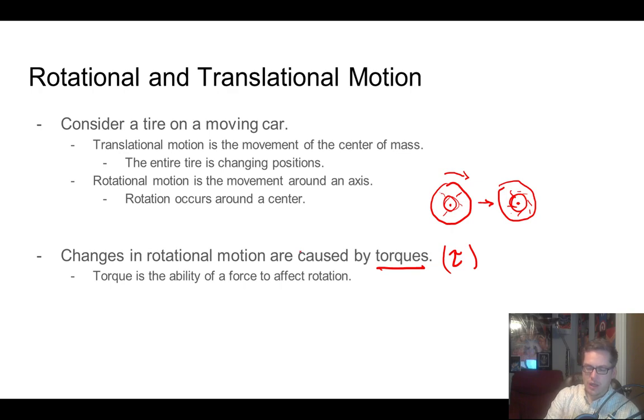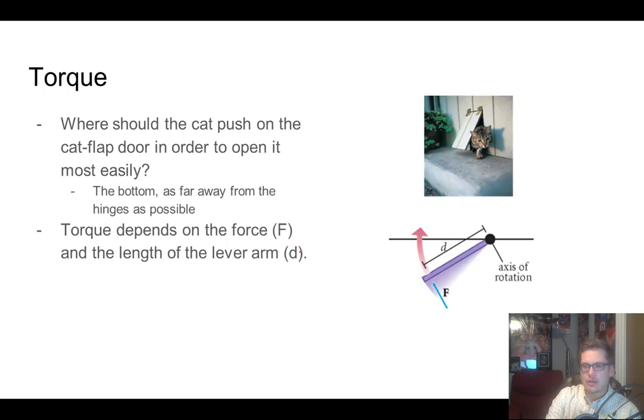So as we look at our forces, we can think about, well, is that going to affect rotation, and how would I calculate that? Think about a cat going through a door. This is a cat coming through the little pet door here, and if that cat wanted to push that door open with the least amount of force, that cat would have to push on the door as far away from the hinges as possible. Here's your axis of rotation, and here's your door. In order to have the easiest time opening the door, the cat would have to push on the very bottom.